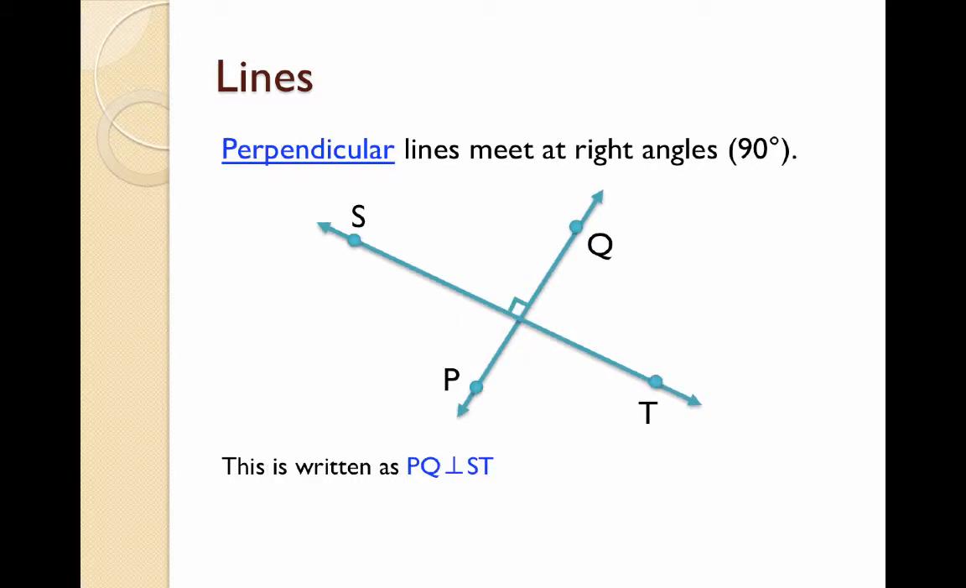These 2 lines are perpendicular, and that means that they meet at right angles. Sometimes we see roads that are perpendicular to each other and they make a T intersection. Down the bottom I've written what we call this. We call this PQ. That symbol, that upside down capital T, means is perpendicular to. So we've written PQ is perpendicular to ST.